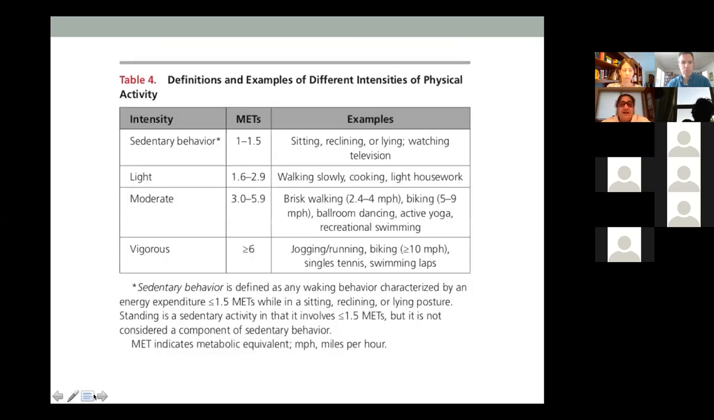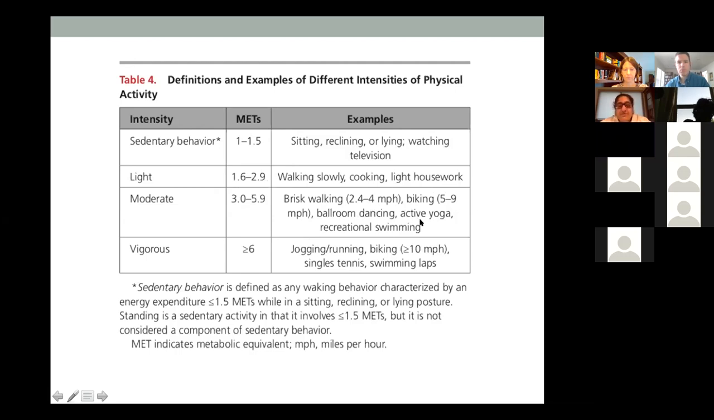Now let's define what each of these types of activity is. So sedentary behavior is 1 to 1.5 METs, and these are the types of activities that would be sedentary behavior. Light behavior is 1.6 to 3, and this is the sort of activity that constitutes light behavior. So moderate activity is walking between 2.4 and 4 miles per hour, biking between 5 and 9 miles per hour, ballroom dancing, yoga, recreational swimming would constitute moderate.